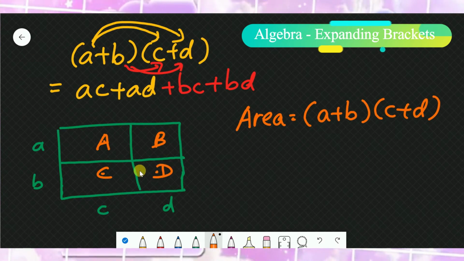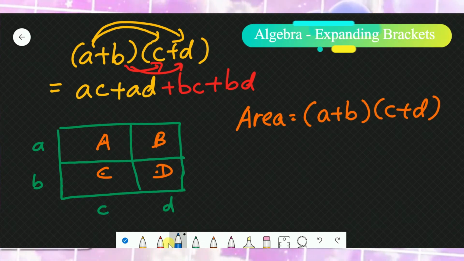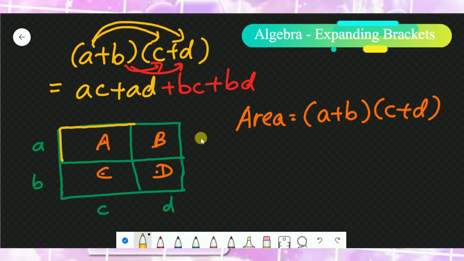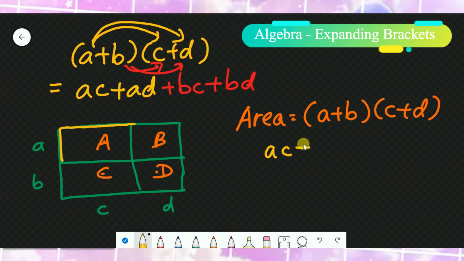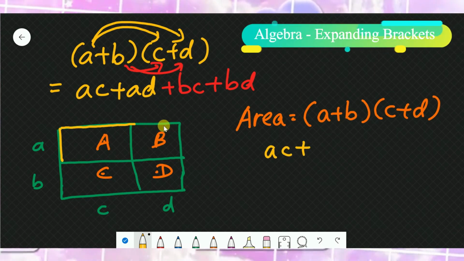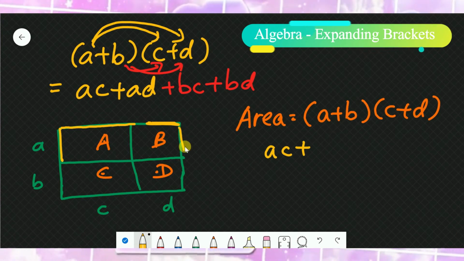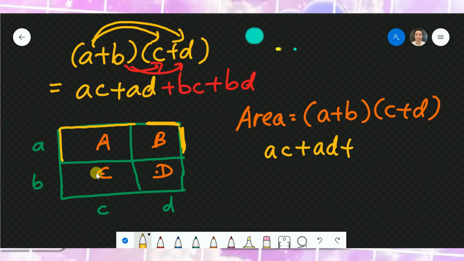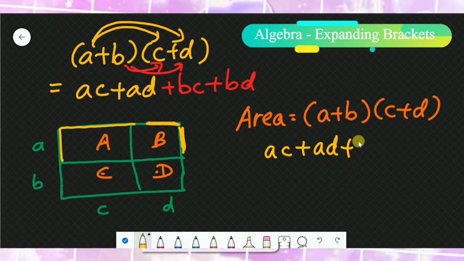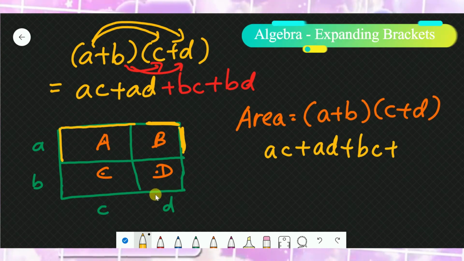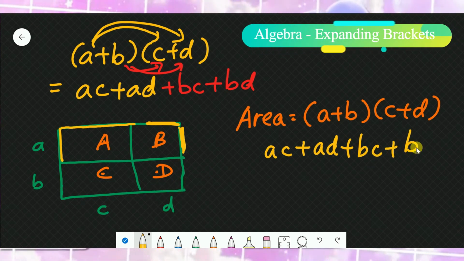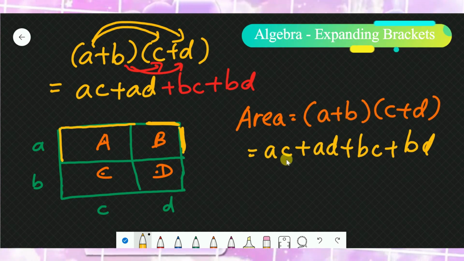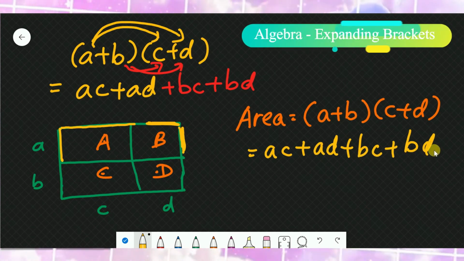To find the area of A, we take length times width. Our length is C, width is A, so A times C will be AC. Plus, then the area of B: here the length is D and the width is A, so the area of B will be AD. Next, area of C is B times C, so it's BC. And the last one is D times B, which is BD. Surprisingly, if we expand this one, we will get AC plus AD plus BC plus BD, which is the same as what your school teacher taught you last time.